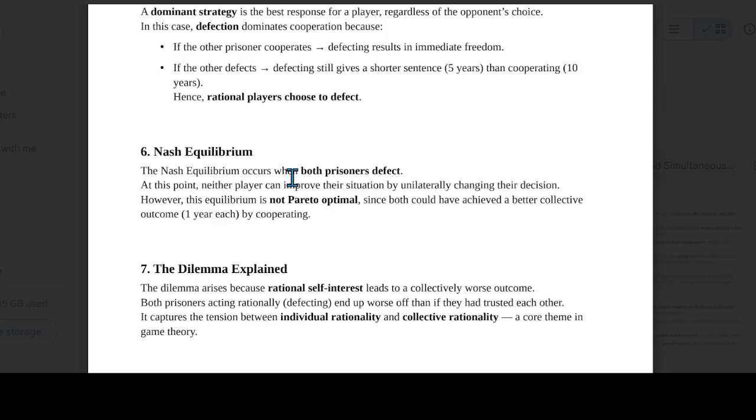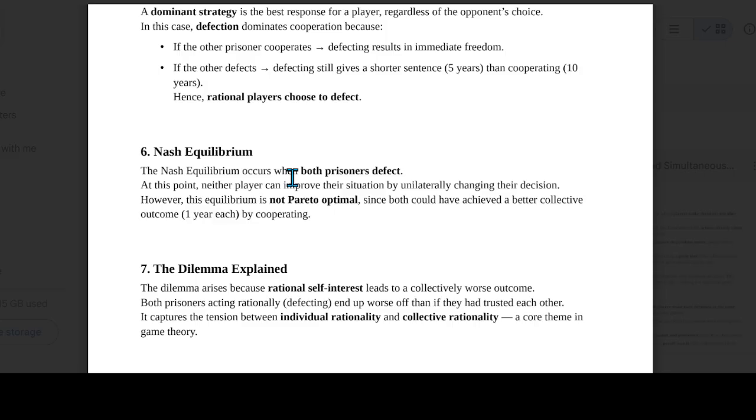ठीक है, अगर दोनों ने डिफेक्ट किया, मैंने अपना चॉइस बदला तो क्या होगा? मैंने अपना चॉइस बदला, मैंने कोऑपरेट किया और the other person defects, तभी क्या होगा? Defecting will give freedom. Okay, similarly if you switch the situation and I defect and they cooperate, defecting will give me freedom, right? So basically over here, what is happening कि जो भी तुम चूज करोगे, both defecting turns out to be the better option in terms of years that we have to spend in prison.